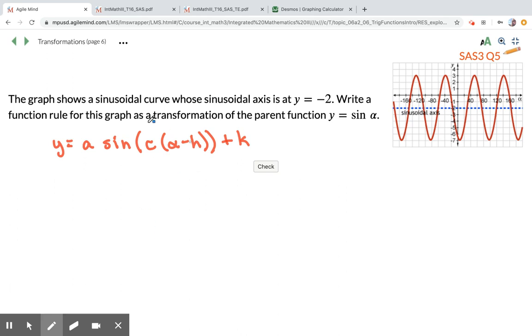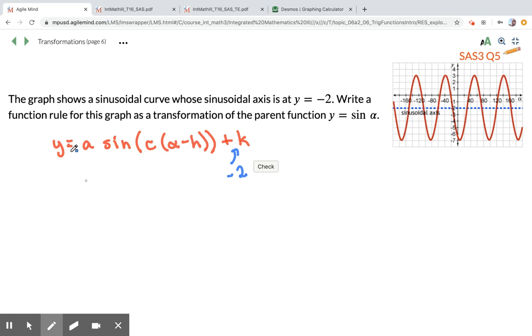All right, let's start with some of the easy stuff. I'm going to start with k because it did mention the sinusoidal axis is at -2, which means my function got shoved down 2 units. This means that my k value is -2. Great, that was easy.